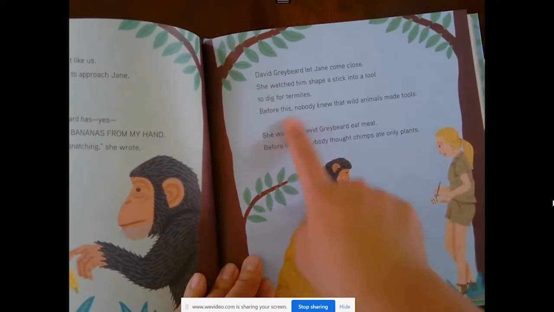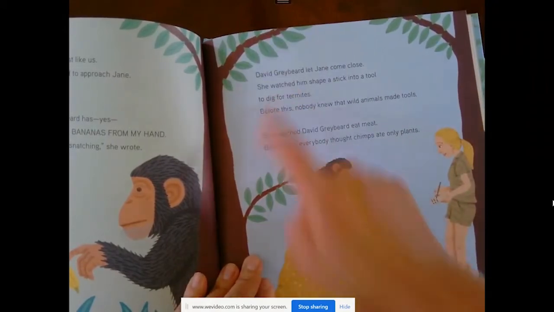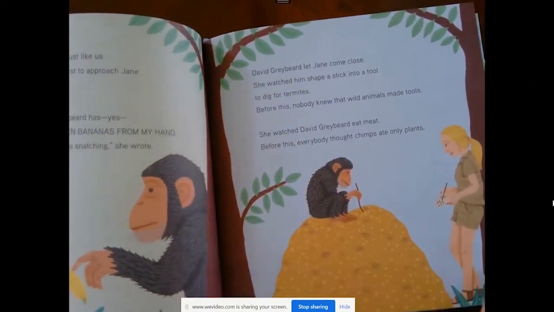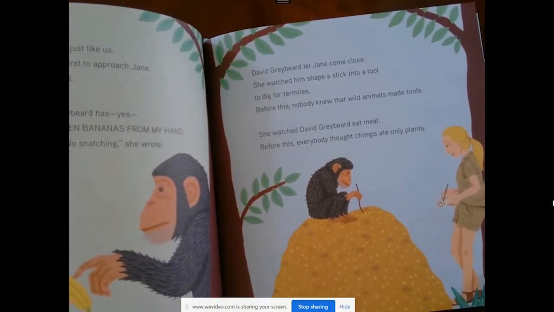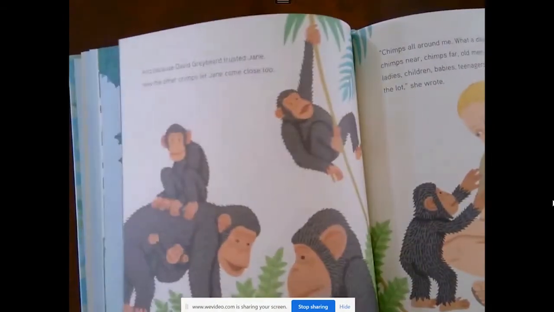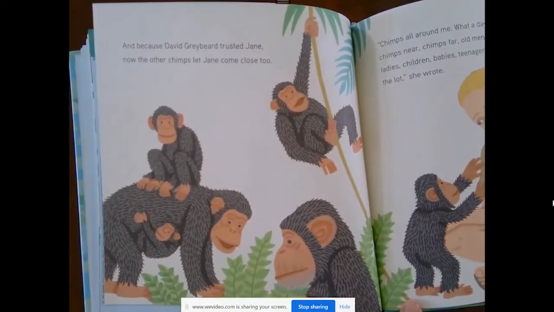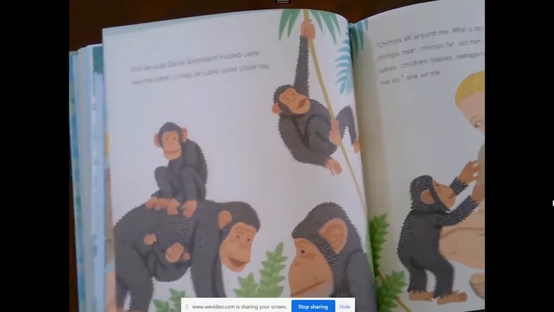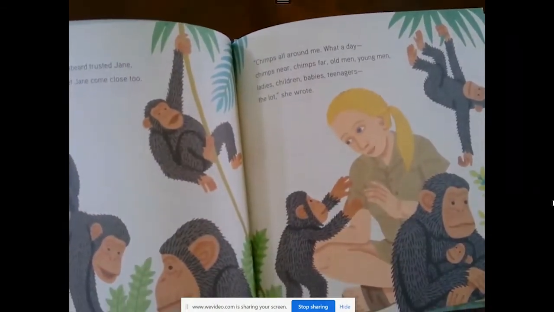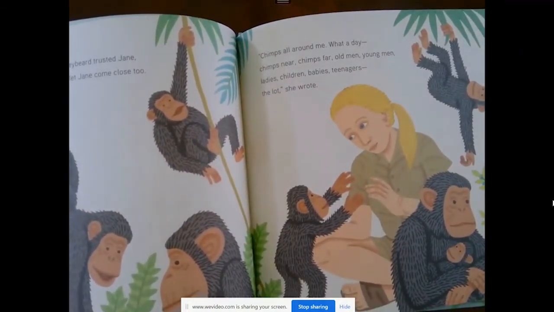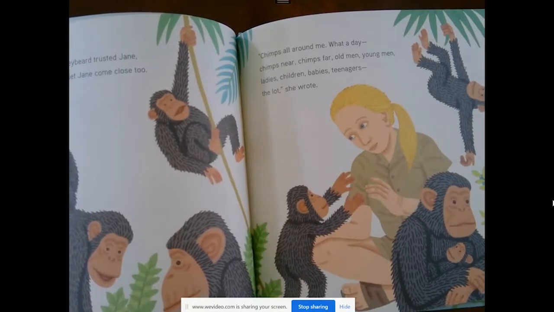So again, looking for those, I see that ED ending a lot. And man, she's learning so much about the chimps just by being quiet and watching. And because David Greybeard trusted Jane, now the other chimps let Jane come close too. Chimps all around me, what a day. Chimps near, chimps far, old men, young men, ladies, children, babies, teenagers, the lot, she wrote.